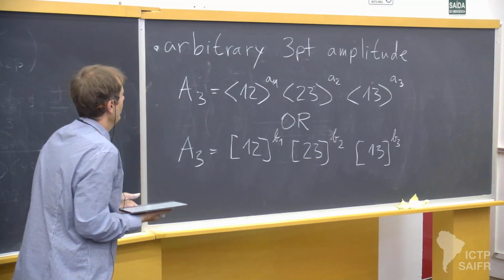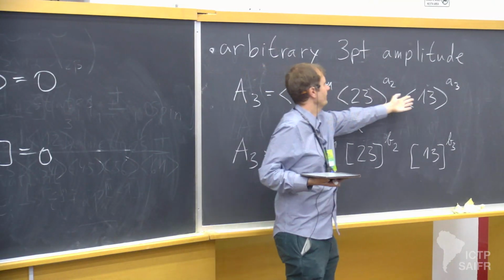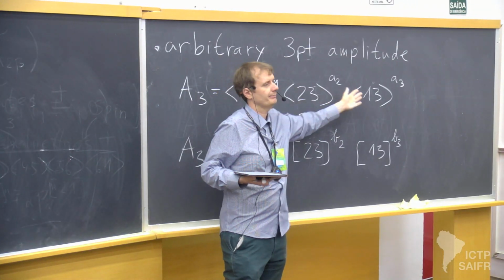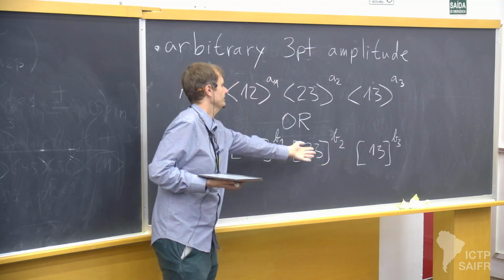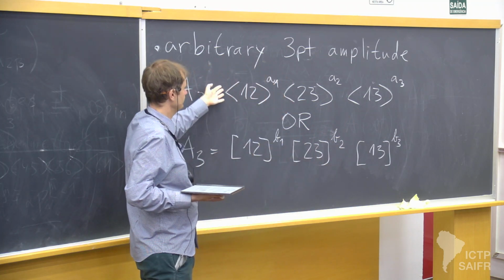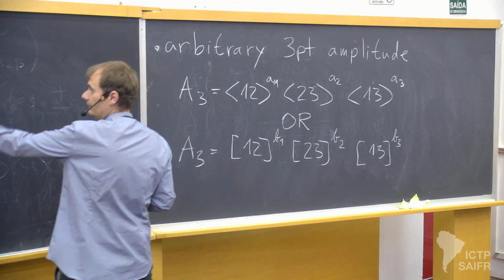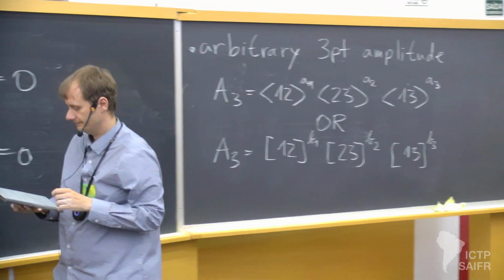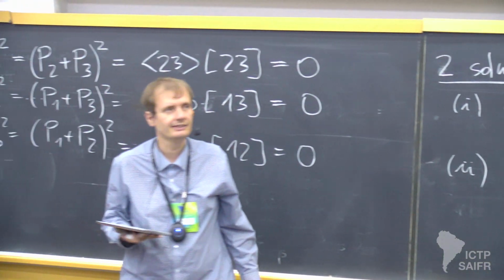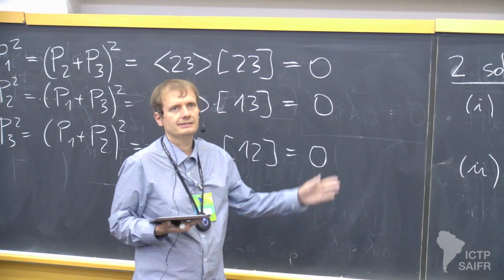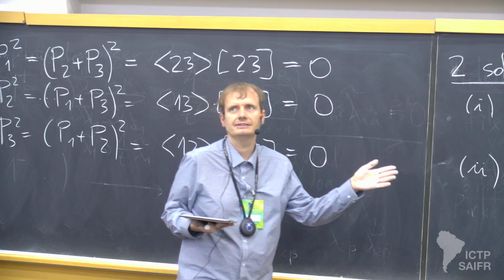Okay. Well, why? Because the other set of brackets are 0. Yeah, here all the lambda tildes are proportional, and all the brackets are 0, or all the lambdas are proportional, the brackets are 0. So we can either express it like that or that, depending which solution we pick. Okay? Any questions here? Does it make sense?